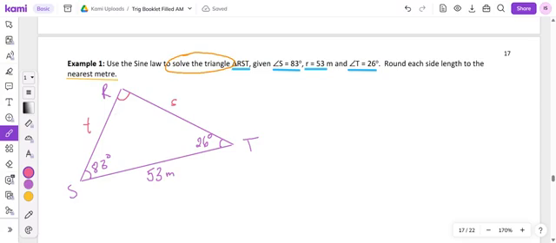Okay, so how many pieces of information am I given? Show me with your fingers. Three, muy bien, good. And how many pieces do I need to find? Three. Every triangle has 6 pieces of information: 3 sides, 3 angles. Which one is easiest to find? Yeah, it is, right? So let's start with finding angle R.